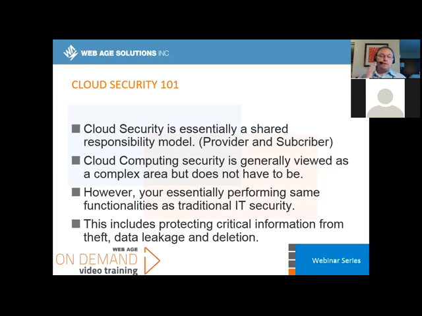Okay. Now, let me just adjust my camera just a little bit there.